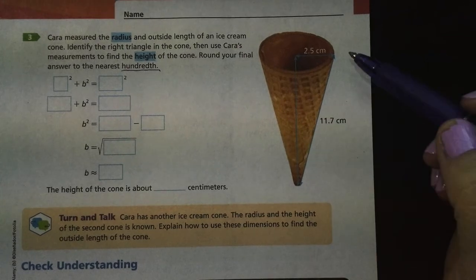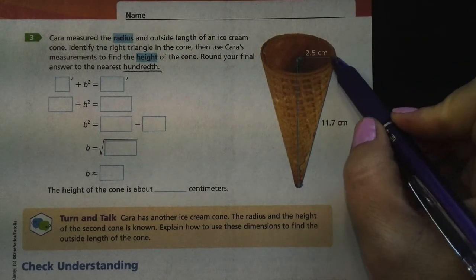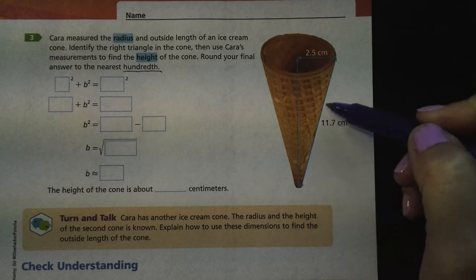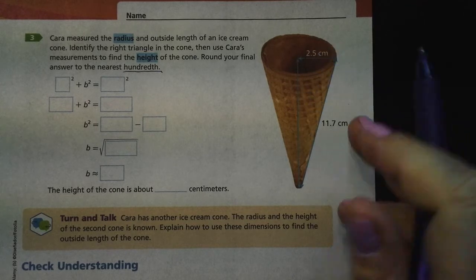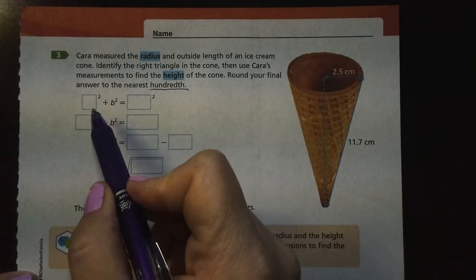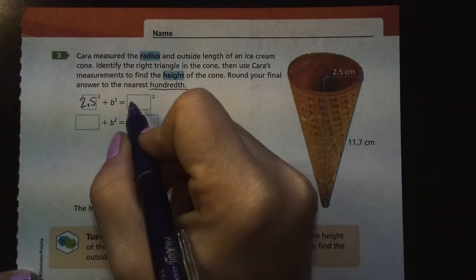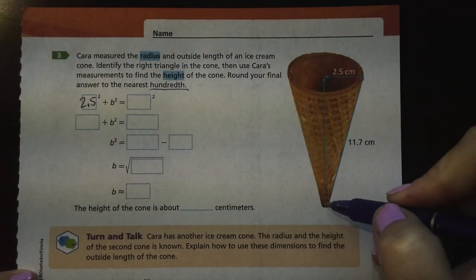This one's a little different because here's our right angle right here. We're given one of the leg lengths. We don't know the other leg length, but we're given the hypotenuse. So this would be one where we're trying to find another leg length. We're going to plug in the information that we're given. We know one leg is 2.5, and then we know the diagonal length of the cone is 11.7.